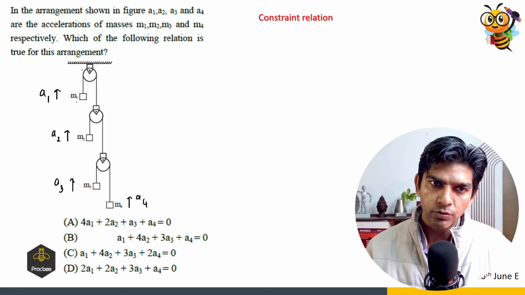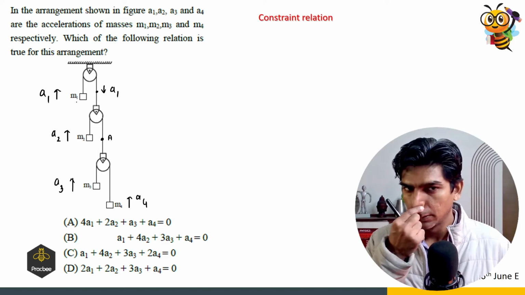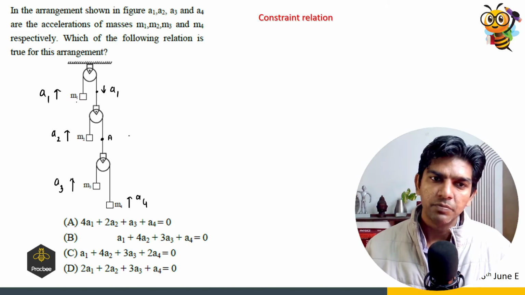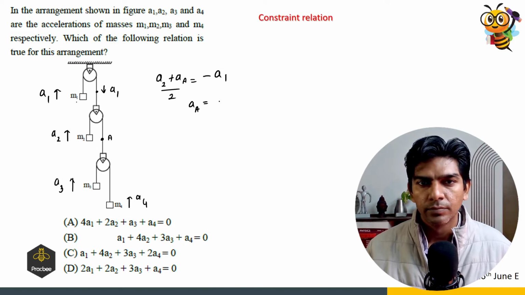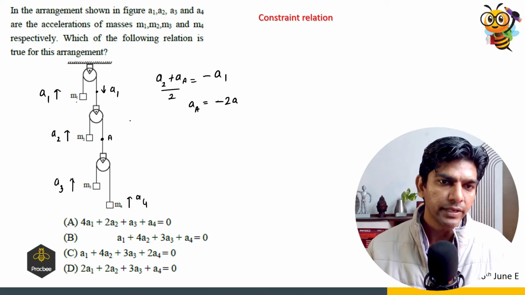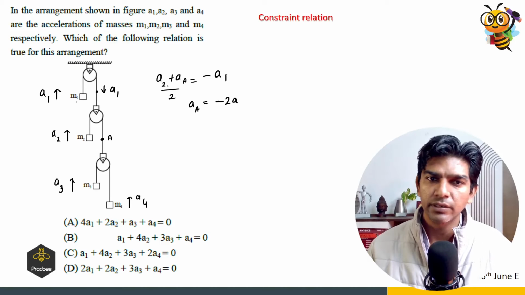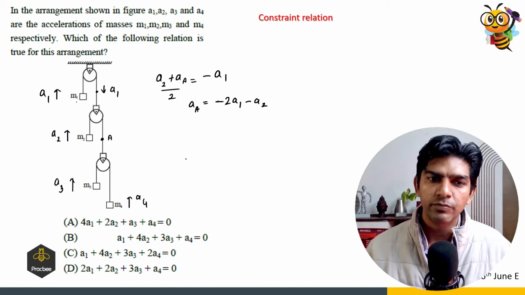So it means if M1 is going up with A1, then this point must be going down with A1, right? Now again I'm going to apply the pulley constraint. So let us find the acceleration of this point. Let me call this point A, right? In this case, if I consider upward as positive, we can say A2 plus acceleration of A divided by 2 will be minus A1, right? Because A1 is in the downward direction. So from this, A comes out to be minus 2A1 minus A2, taking upward as positive. So we got the acceleration of A. Now again we are considering upward as positive, right?